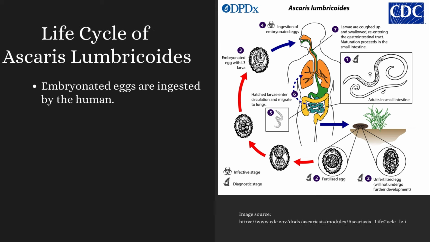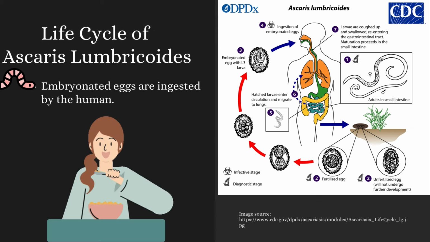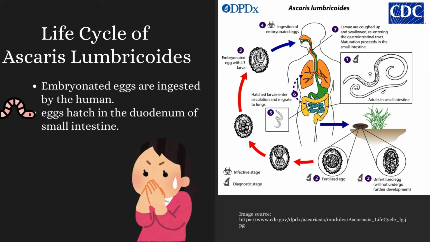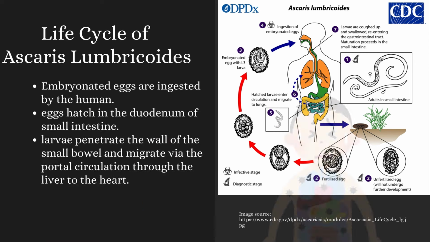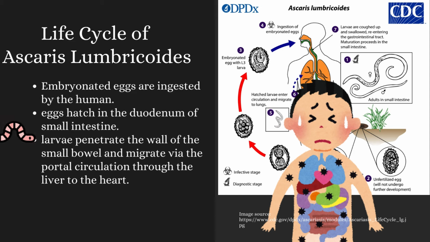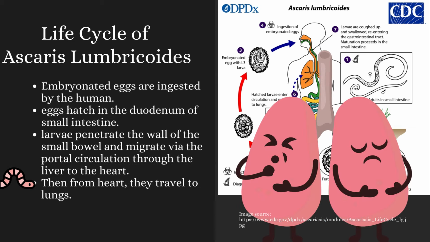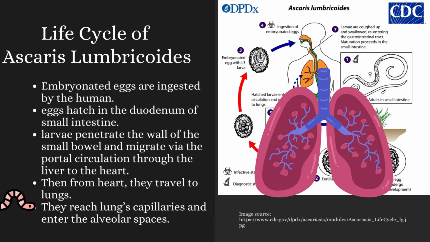Life cycle of Ascaris lumbricoides. Embryonated eggs are ingested by the human. Eggs hatch in the duodenum of the small intestine. Larvae penetrate the wall of the small bowel, and migrate through the portal circulation through the liver to the heart. Then from the heart, they travel to the lungs. They reach the lung capillaries, and enter the alveolar spaces.